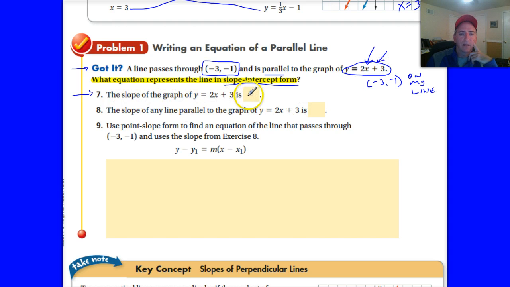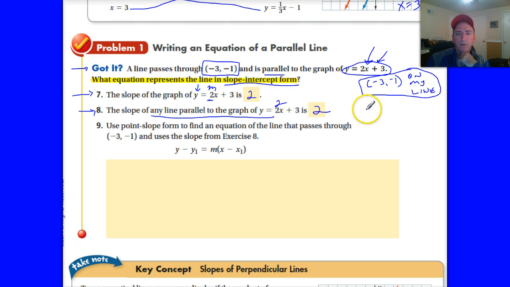Well, the slope of that line of 2x plus 3 is 2, right? Because there's m. It's solved for y. Y is isolated, so I know that the coefficient of x is 2. All right, so the slope of my line is now 2. The slope of any line parallel to this graph is 2. They have to have the same slope. Okay, so I know now that this point is on my line. And now I know that my line has slope 2.